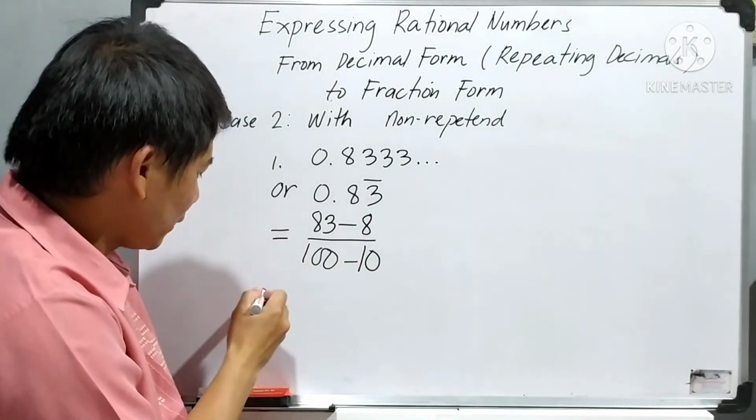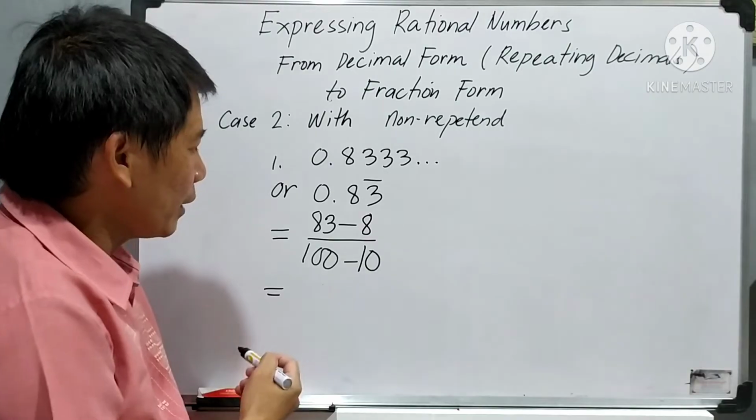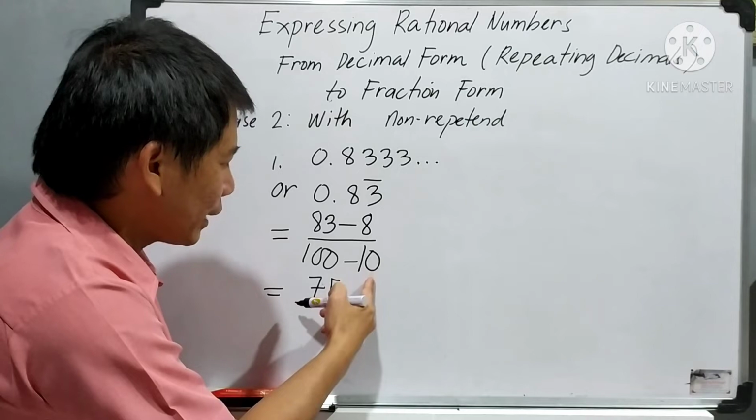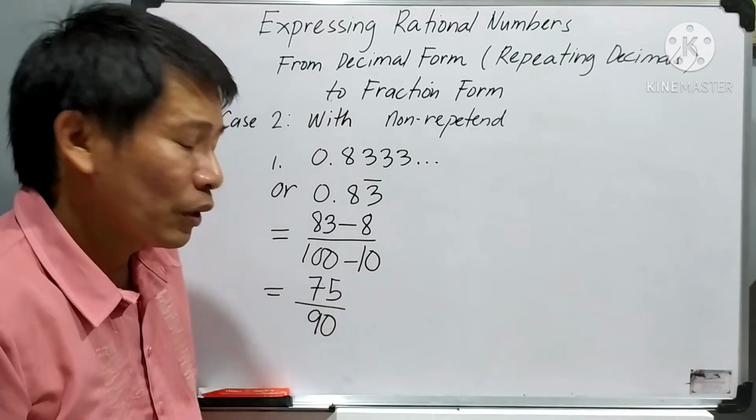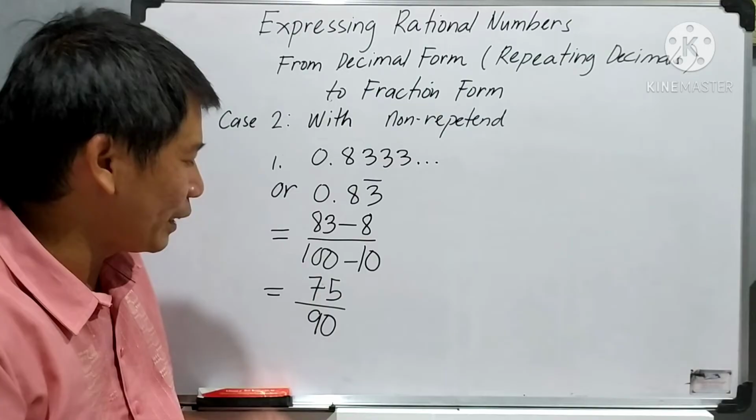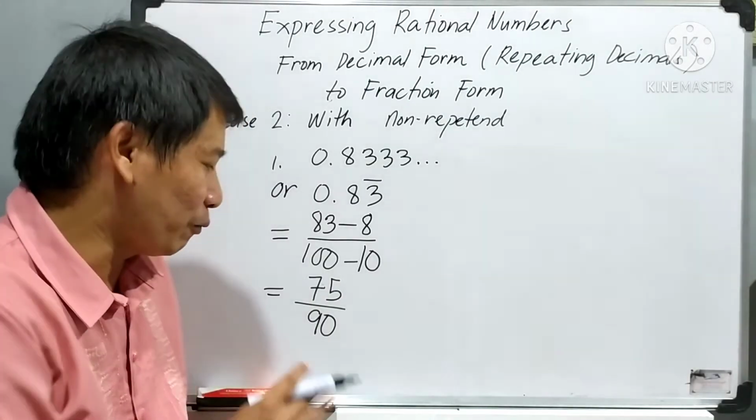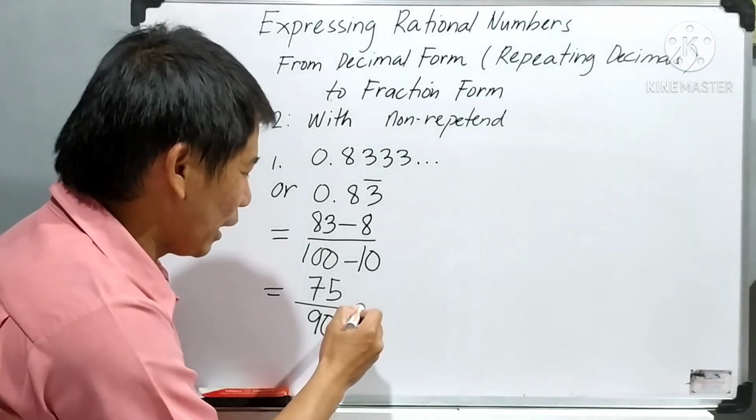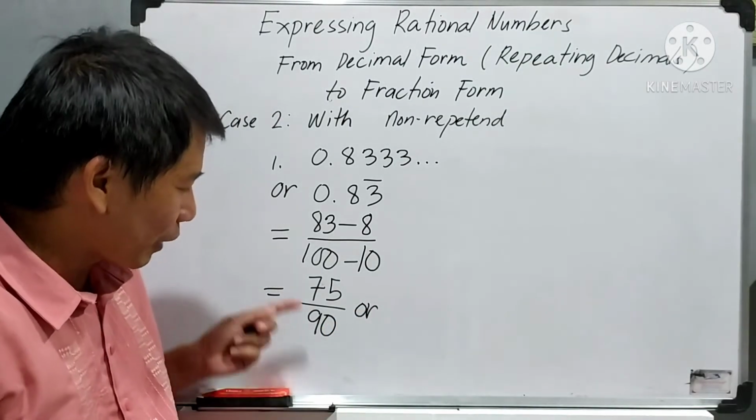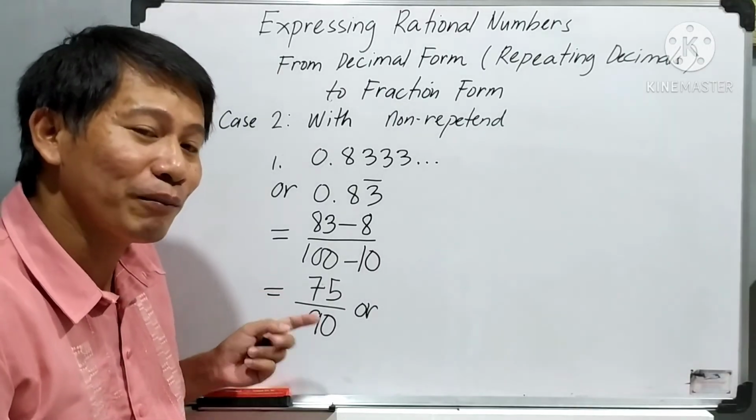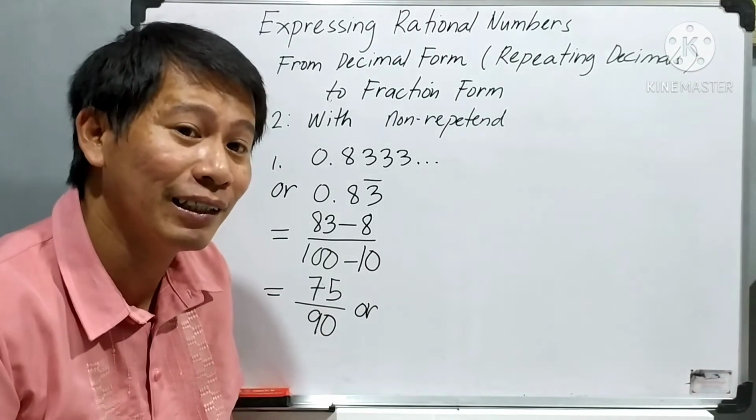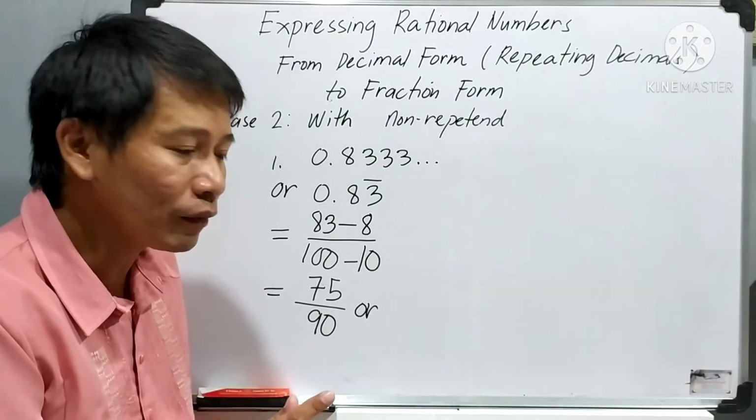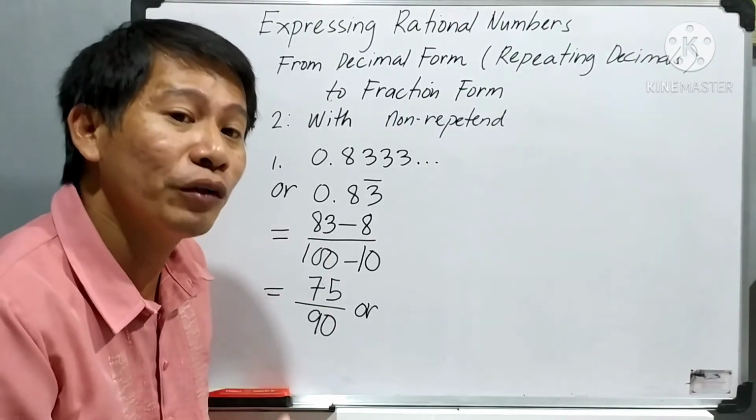So, let's simplify this. 83 minus 8, that is 75. Over 100 minus 10 is 90. Okay, so 75 over 90 is not yet our final fraction because it still can be reduced to lowest term. So, i-reduce natin siya sa lowest term. Kung makikita niyo, pareha sila divisible by 5. Pero yung 5 is not the GCF. Mas maganda GCF na kaagad ang i-divide niyo. So, ang GCF natin, ng 75 and 90 is 15. GCF is the greatest common factor.